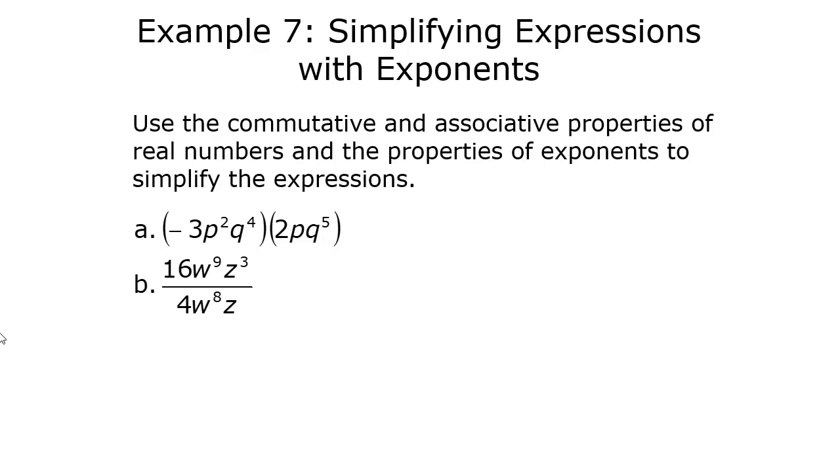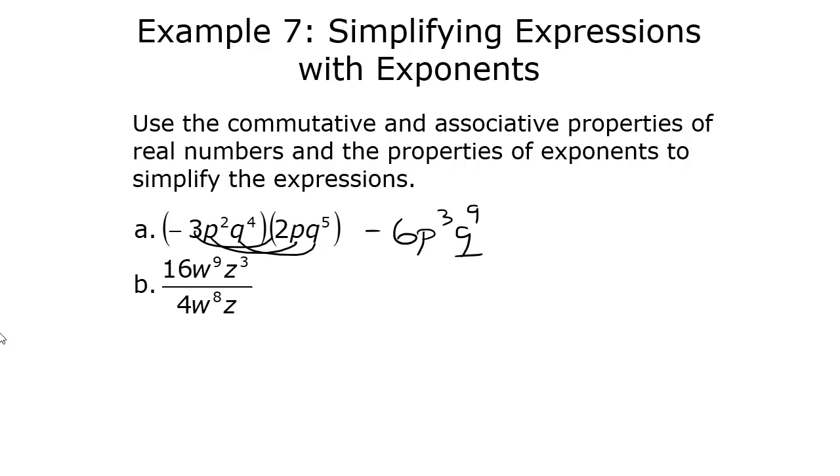Another simple example, when we've got multiple variables, you can combine the p's and you can combine the q's just like you can combine the constants, right? So you're going to have negative 3 times 2 gives you negative 6. You're going to have p squared times p, which is going to give you p cubed. And then you're going to have q to the 4th times q to the 5th, which is just going to give you q to the 9th.